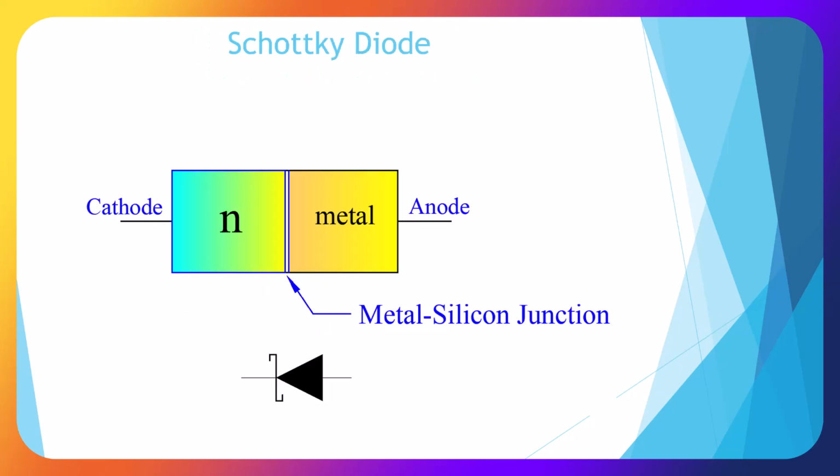Here we have a Schottky diode, and here's the symbol for it down here. It is not a PN junction. It actually is metal and N-type material. And this device is used for very fast switching.